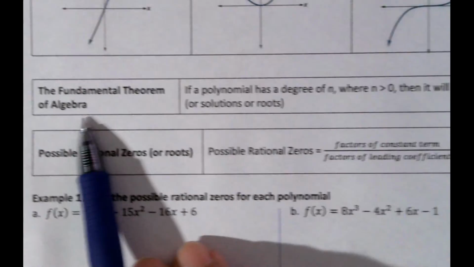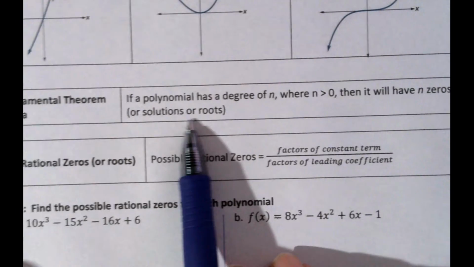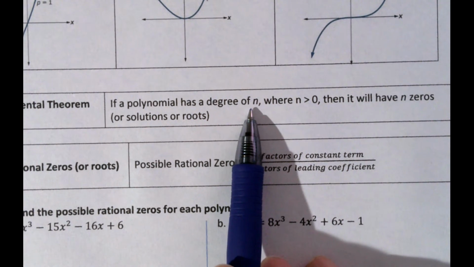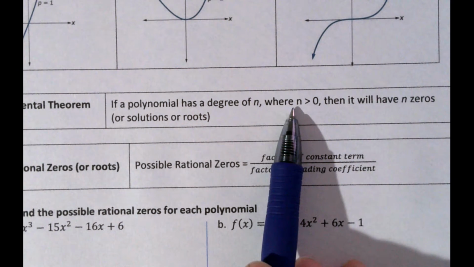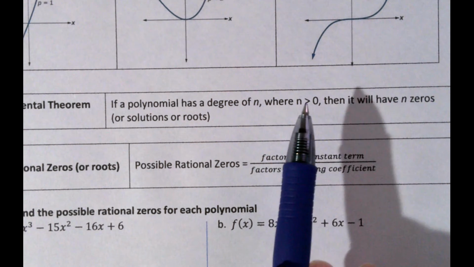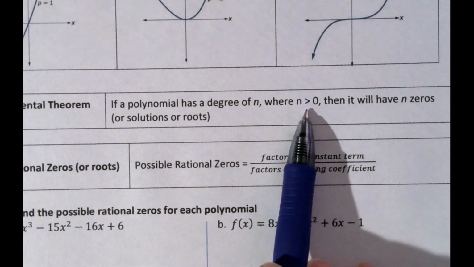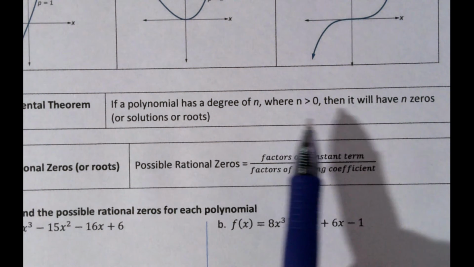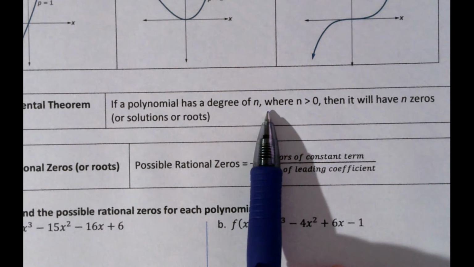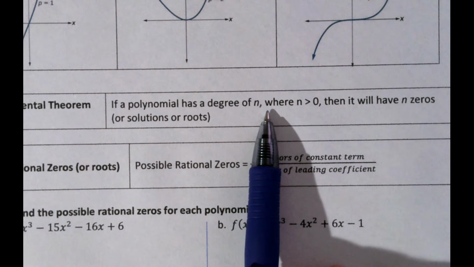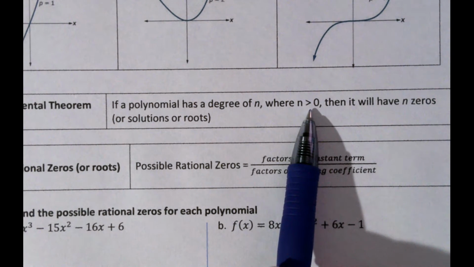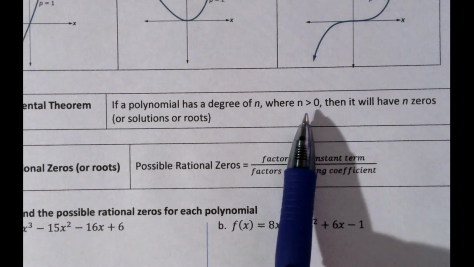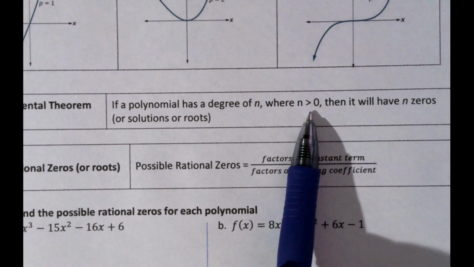All right. So here's the fundamental theorem of algebra. If a polynomial has a degree of n, where n is positive, it should just say where n is not equal to 0. Then it will have n zeros or solutions or roots. Now, here's the thing. If the degree is negative, that's not a polynomial, okay? So it's redundant to say n greater than 0. All right, it should just be n is not equal to 0. Then we'll have n zeros.